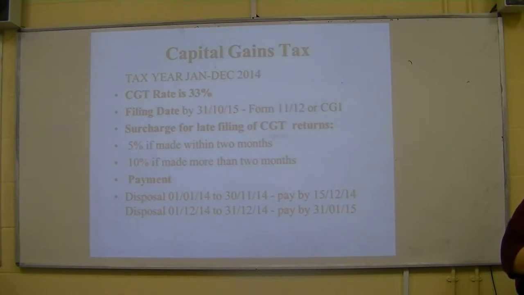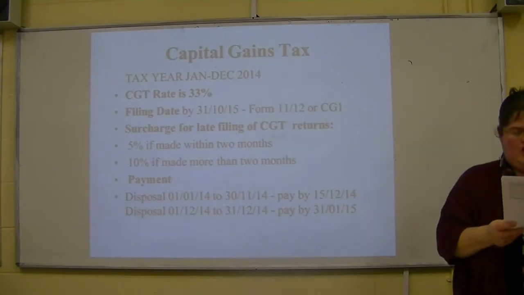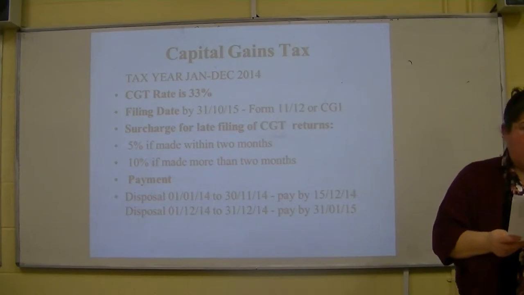Okay, there's a surcharge for late filing capital gains tax returns. So 5% if made within 2 months of the 31st of October 15, and 10% if made more than 2 months after the 31st of October 15. And that's the exact same as we have for income tax. Okay, so our payments, and you have 2 payment dates for capital gains tax. So we've got a disposal on the 1st of January 14 to the 30th of November 14. You must pay your tax by the 15th of December 14.